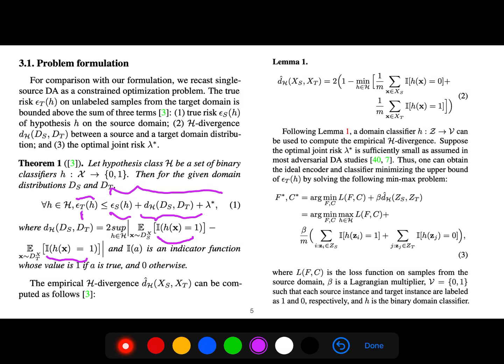So in their lemma, they say that this distance between the source and the target could be written as this equation. So a domain classifier can be used to compute the empirical H divergence. One can obtain the ideal encoder and classifier minimizing the upper bound by solving this one. Because we know the upper bound, it is enough for us to just minimize the upper bound.